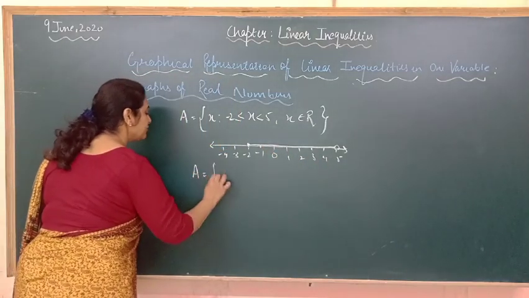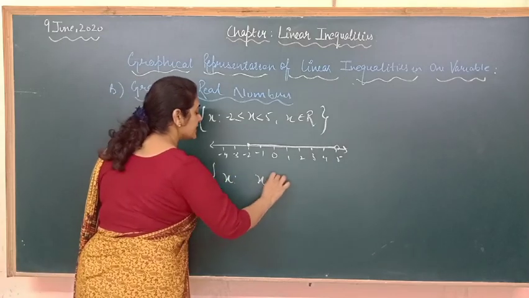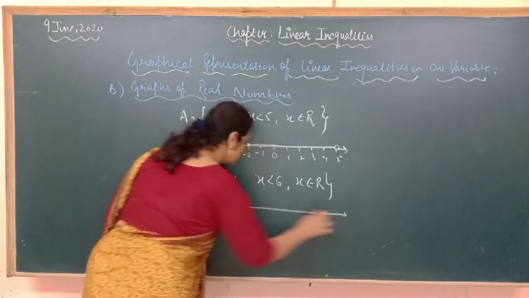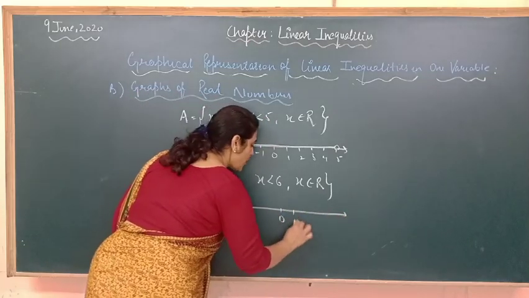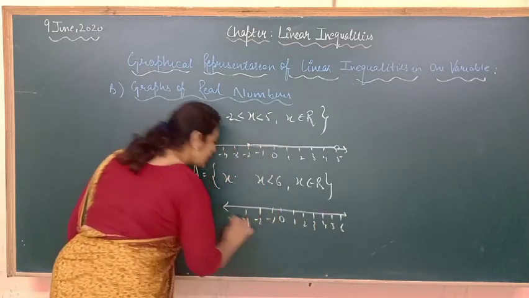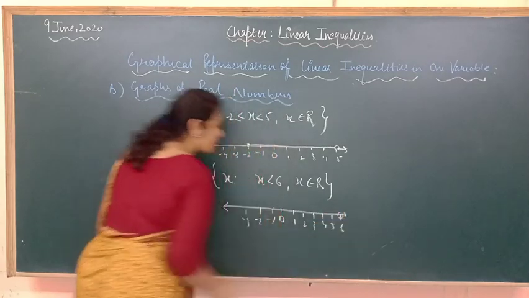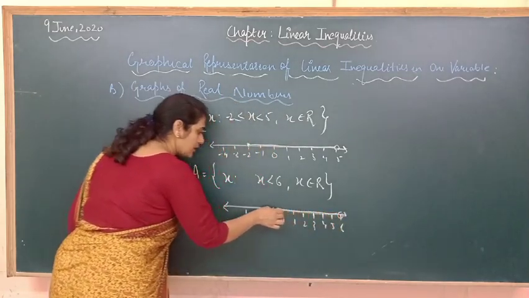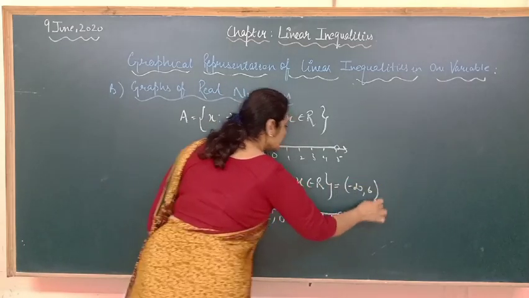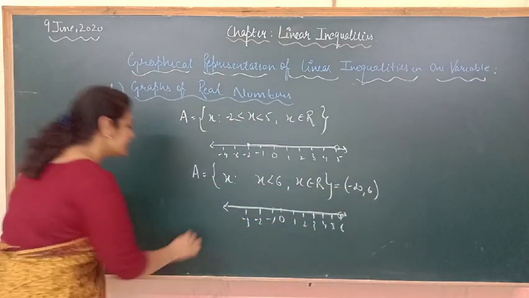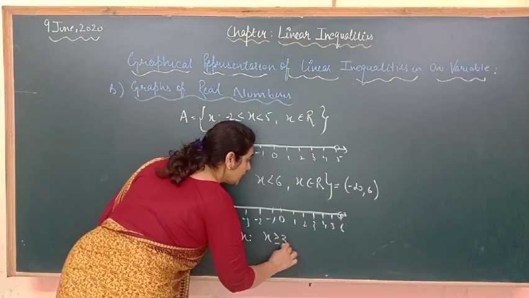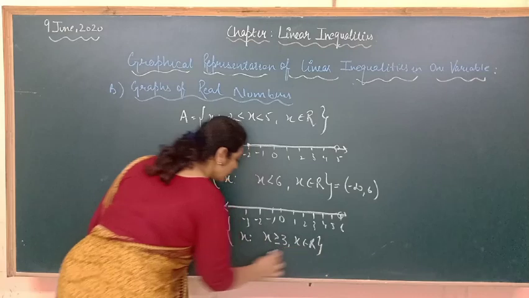For example, if I have x, where x is less than 6 and x belongs to R, how do I represent it? This is my number line. 0, 1, 2, 3, 4, 5, 6, minus 1, minus 2, minus 3. So 6 is not included, but all the numbers less than 6. And if I want to represent it by the interval, it will be minus infinity to 6. Clear?